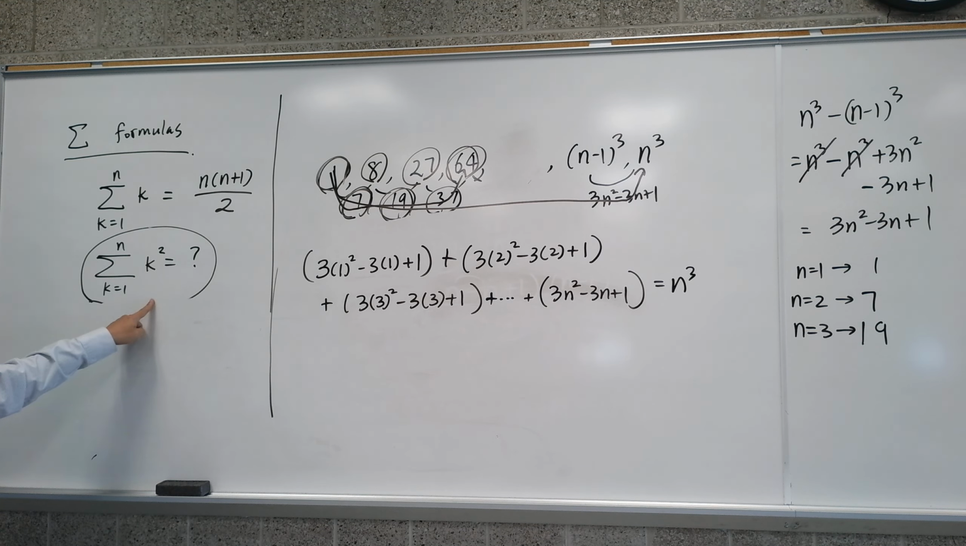We can now figure out what the summation of k squared is, because now we can rewrite the left side as a summation. What is it? K equals 1 through n of what goes inside here? To express the entire left side in this form, what goes in here? 3k squared minus 3k plus 1, equals n cubed. If you start from 1 and go to n, you get everything on the left side.